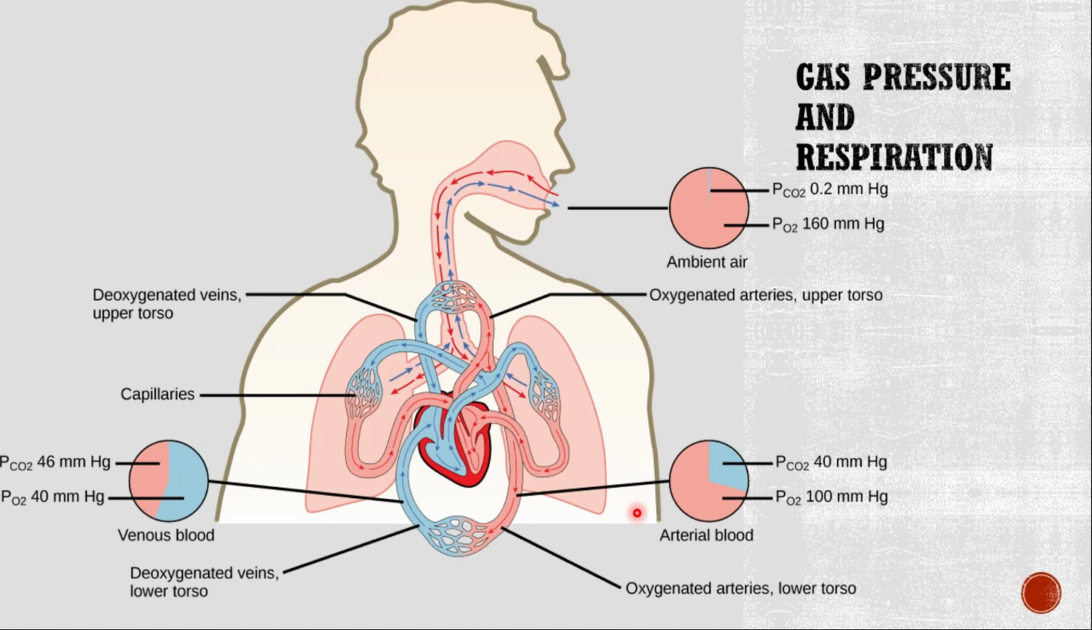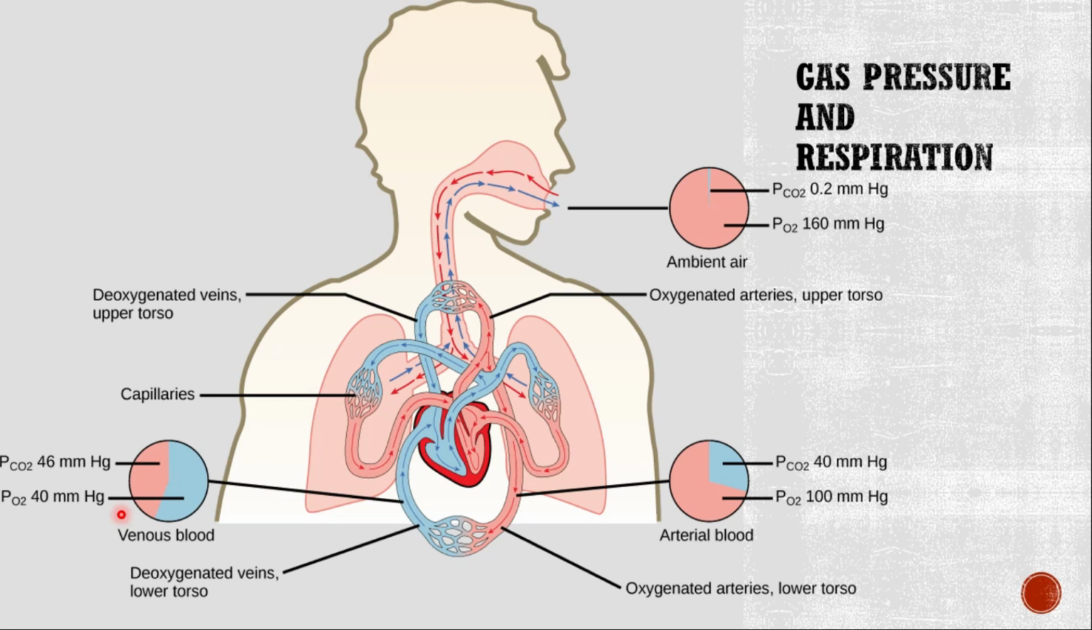As blood enters the systemic capillaries, the blood will lose oxygen and gain carbon dioxide because of the pressure difference between the tissues and blood. In systemic capillaries, PO2, that is partial pressure of oxygen, is 100 millimeter mercury. But in the tissue cells, partial pressure of oxygen is just 40 millimeter mercury. This pressure gradient drives the diffusion of oxygen out of the capillaries and into the tissue cells.